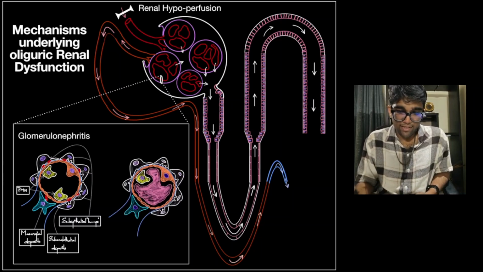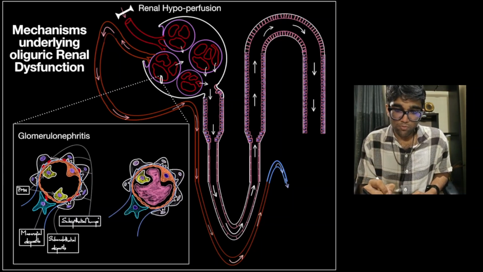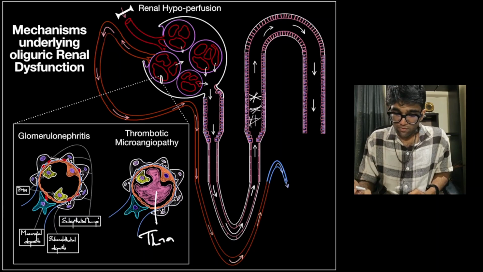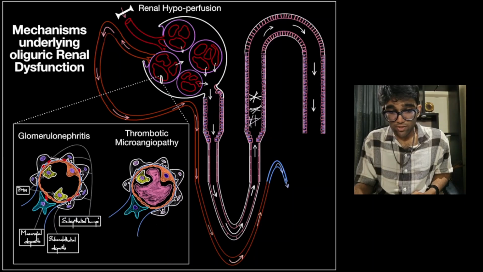The second thing that might happen is there could be direct endothelial activation and secondary thrombus formation within the lumen. So this is a thrombus, and this happens in a group of disorders called the thrombotic microangiopathies, which we'll cover in detail in our subsequent discussion on glomerular vascular disorders.